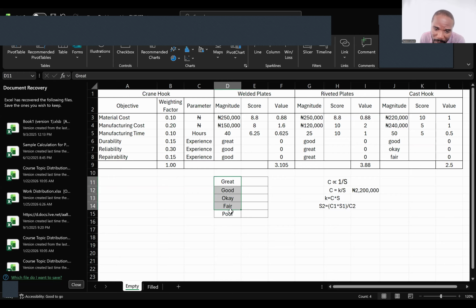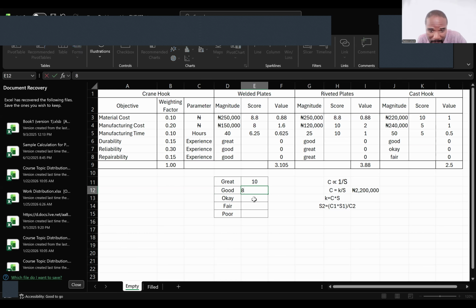a scale here, right? If we are using just based on experience, the highest is great. After great is good. After good is okay. Then fair. Then poor. On a scale of 1 to 10, that means great, we can give great 10, right? Since there are 5 of them, good will be 8. Okay will be 6. Fair will be 4. We can give poor 2, right?